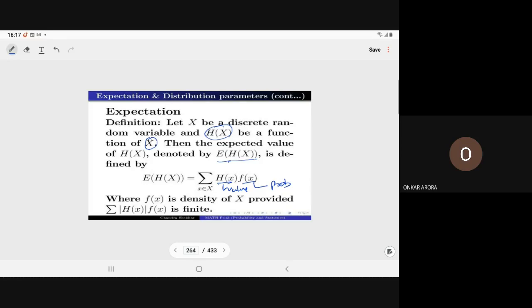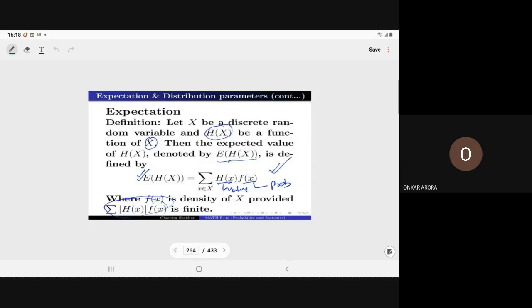the density of X, provided the sum of the modulus of h(x) f(x) is finite. Otherwise we will say the expectation does not exist. For the existence of the expectation, it is necessary for the existence of this summation. This should exist, or this should be finite. If it is not finite, then we say h(X) has no expectation.